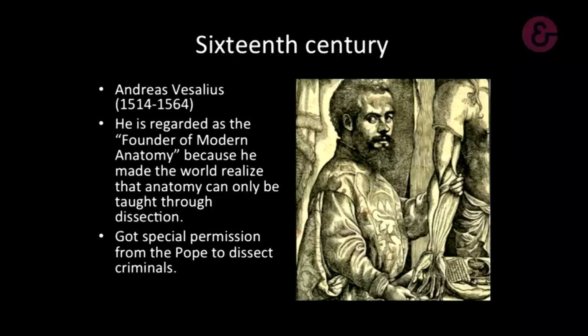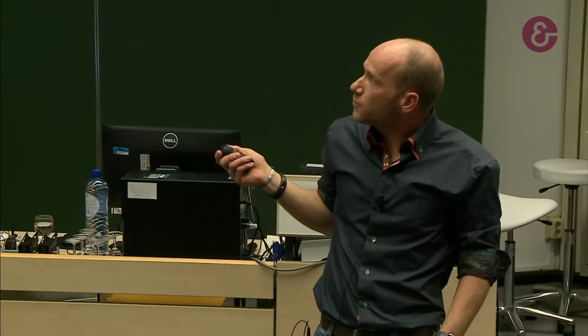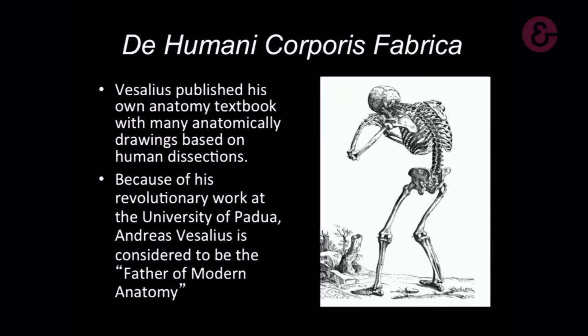In the 16th century, we have Andreas Vesalius, and everybody knows Vesalius. And he was the founder of modern anatomy. And why? Because he was the one who said anatomy can only be taught by dissection. So he was the third one doing dissection in public. And he got special permission from the Pope to dissect criminals because it was really still illegal. He wrote the first book with paintings from real dissection of human anatomy. And therefore, he was named the father of modern anatomy.